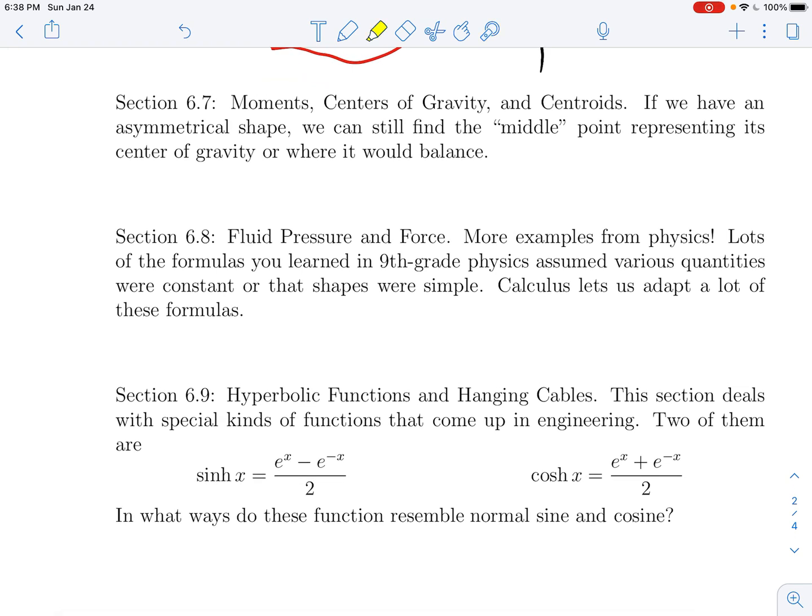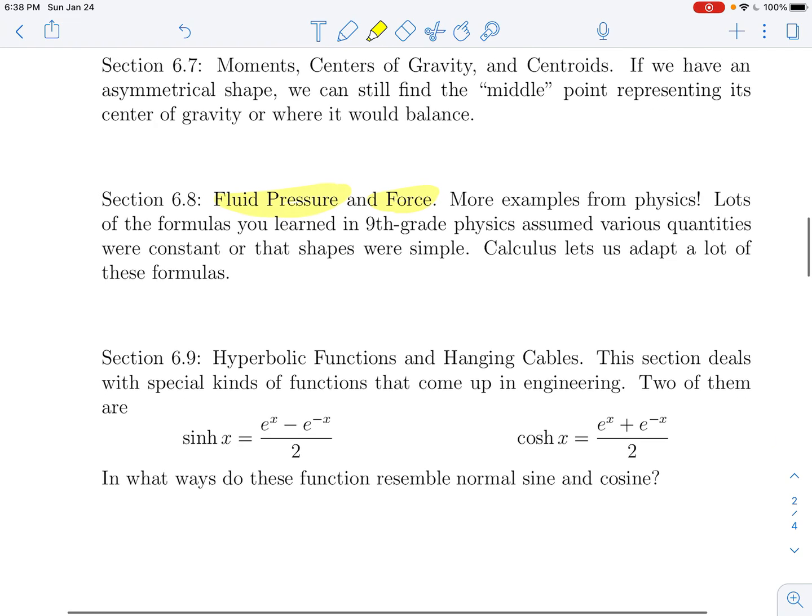More with force and fluid pressure. So just another thing with force and how integrals relate to it.